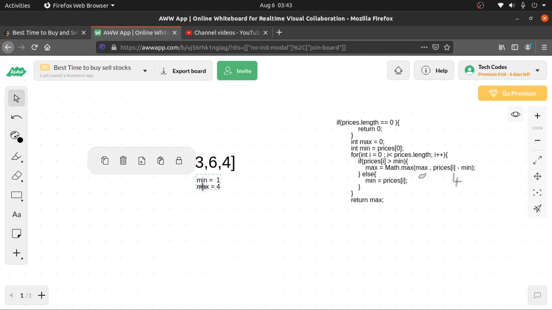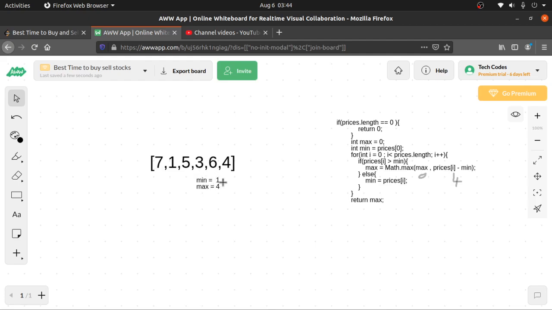And here, we'll compare minimum and 3. Prices of I greater than minimum. 3 is greater than 1. Yes, that's true. So let's check the max now. If prices of I is greater than minimum, we are not touching the min. Min stays the same. We are looking for the lowest minimum here. So if this is greater than min, we are not touching the min. So min stays the same.